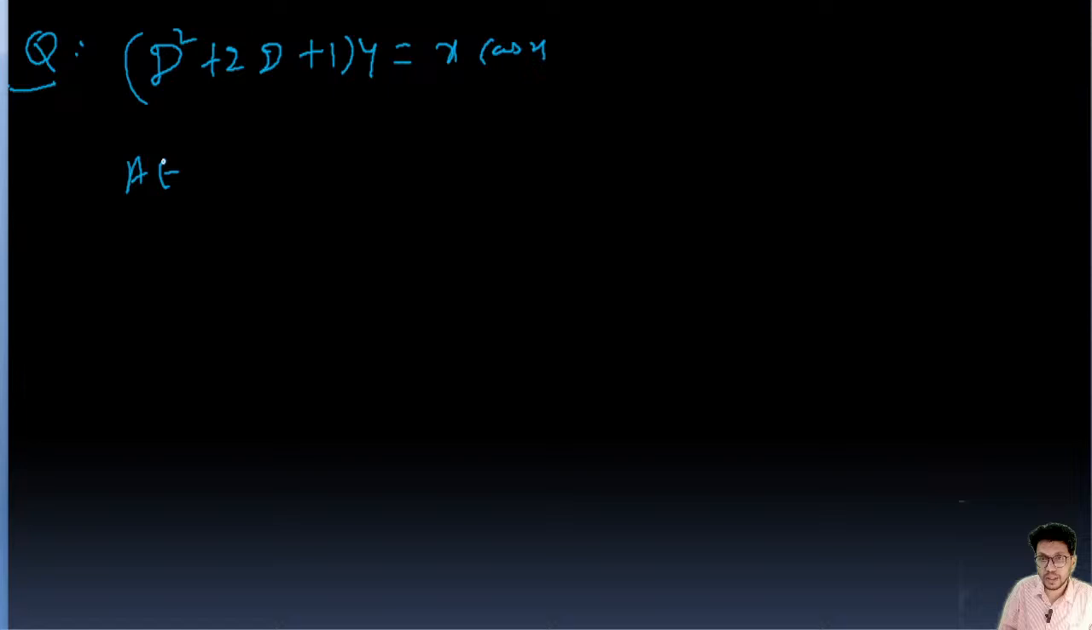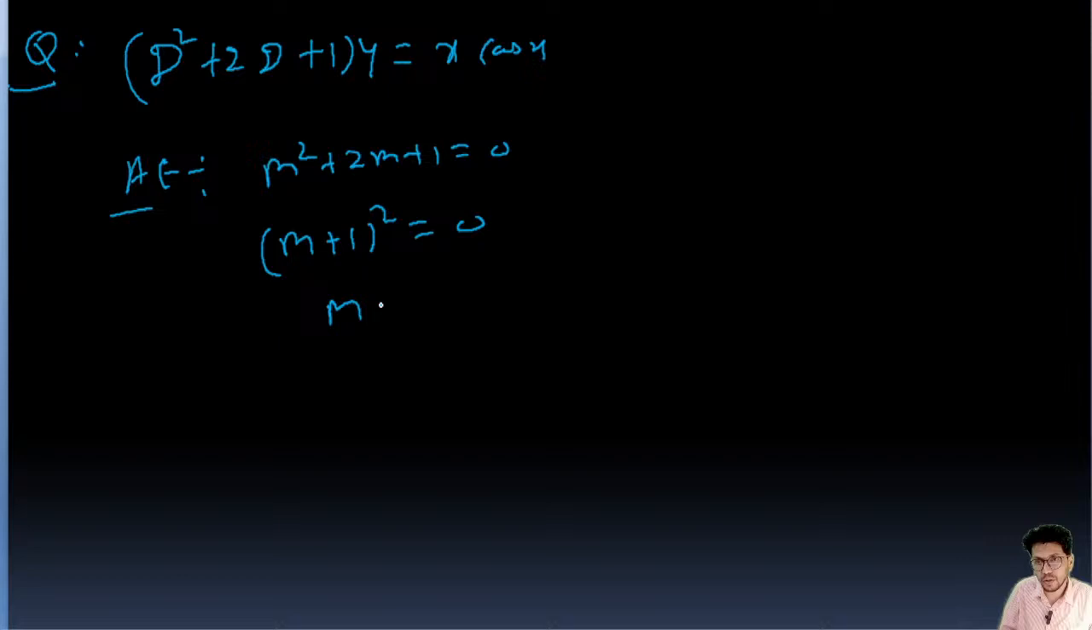So the auxiliary equation is going to be m square plus 2m plus 1 equal to 0. So it means (m plus 1) whole square equal to 0. So the value of m is going to be minus 1, right? So from here the CF, with a repeated real root, is going to be (C1 plus C2 x) e to the power minus x. Okay, e to the power minus x.